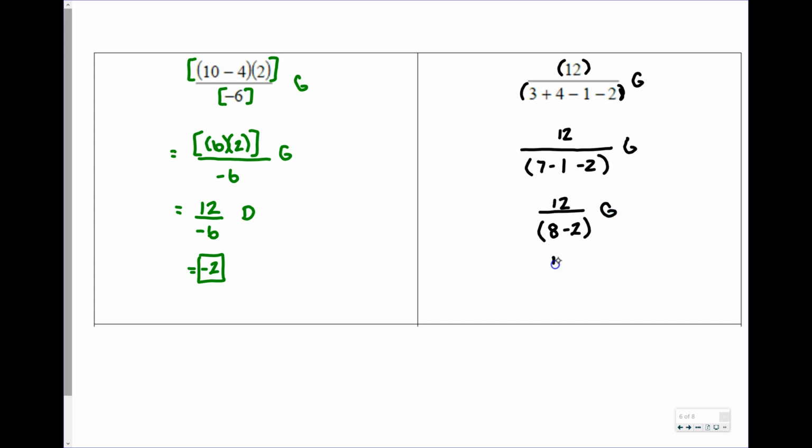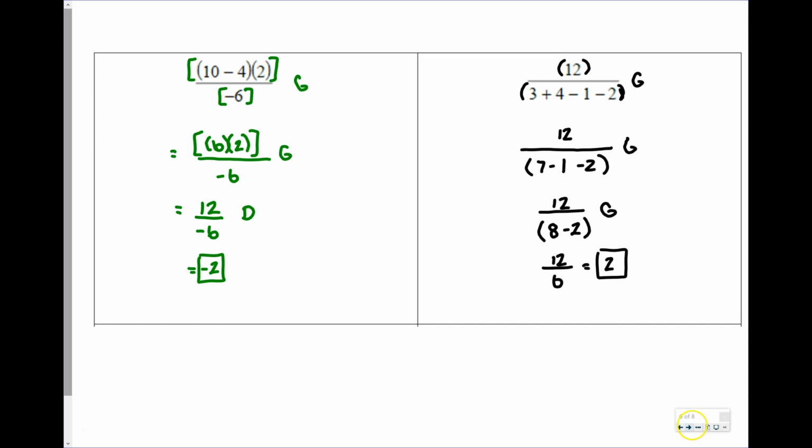We're still grouping here. Top is still 12. 8 minus 2 becomes 6. 12 divided by 6 gives me 2. Fractions and grouping are going to be your biggest struggle. You just have to remember that fractions mean group. Okay.